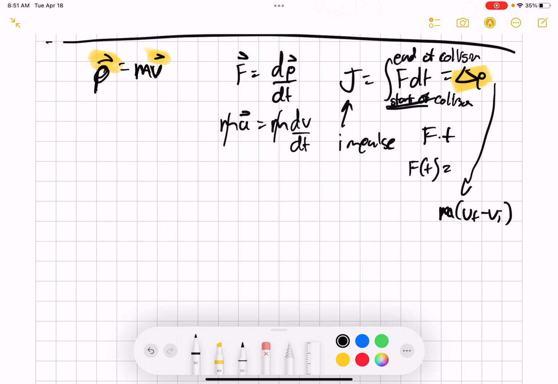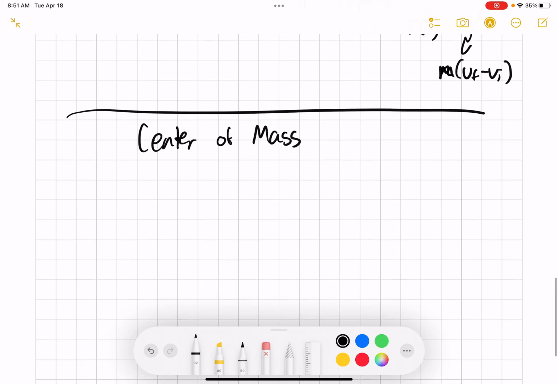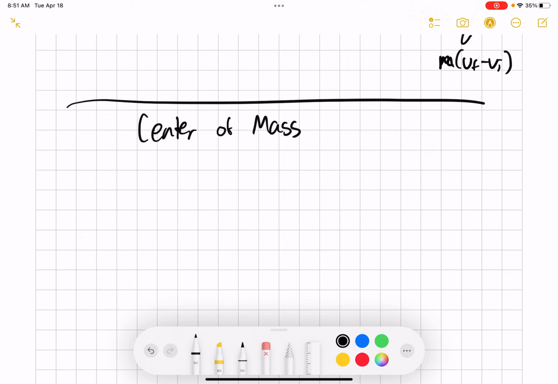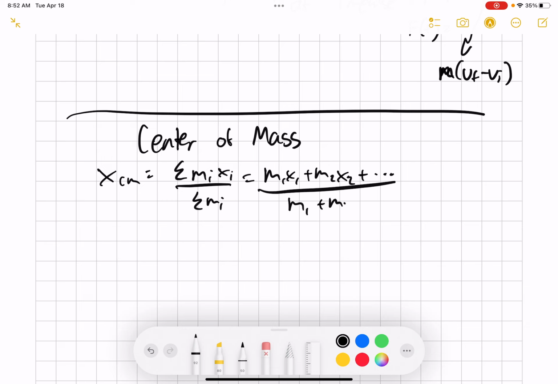One other thing to think about is the center of mass. The formula for the center of mass, this is sort of the one last formula that we have related to momentum, is not too bad. So it says x_cm equals the sum of m_i x_i over the sum of m_i. Now, a better way to write this maybe is something like (m1 x1 + m2 x2 + ...) over (m1 + m2 + ...). And so this finds the center of mass.